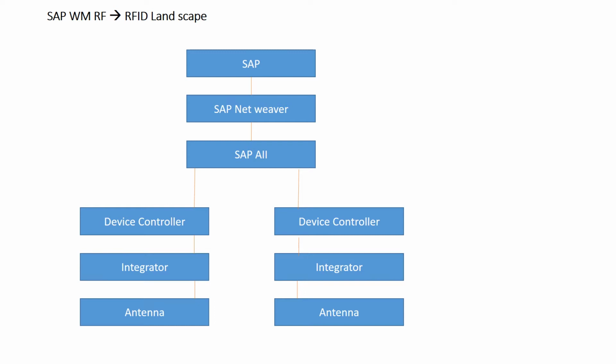As already told, device controller is a software component and integrator is a hardware component, and the software component device controller will integrate the hardware part, that is the integrator of the RF device, to the SAP AutoID infrastructure. So the communication will take place through the device controller. So now let's move on to the next part of the video.